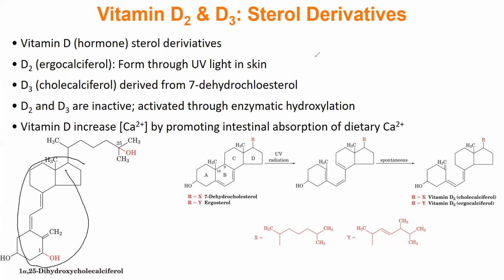So vitamin D2. Now let's look at these vitamins. So here is vitamin D, and you see there's an R group here. This R group can be two different things. It can be 7-dehydrocholesterol, which is shown right here, or ergosterol, which is, I got those mixed up. Ergosterol is right here, 7-dehydrocholesterol is right here.